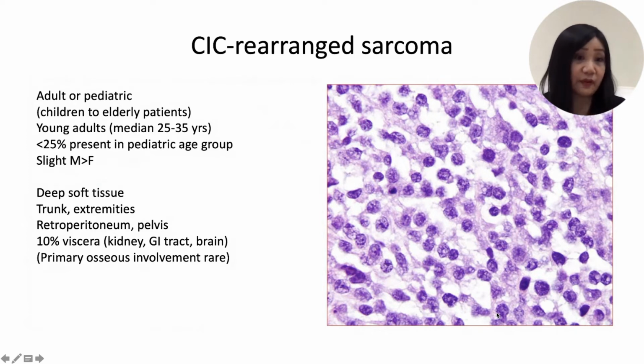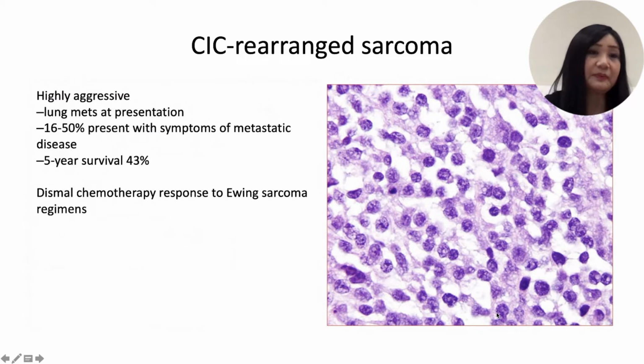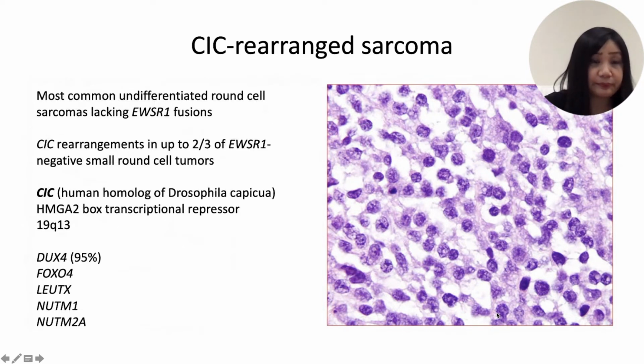They occur in the deep soft tissues, particularly in the trunk and extremities, sometimes in intracavitary sites such as the retroperitoneum and pelvis. 10% occur in viscera, and primary osseous involvement is rare, in contrast to Ewing sarcoma. These are highly aggressive neoplasms. Many patients present with metastases, including to the lung, and the 5-year survival rate is much worse than Ewing sarcoma. It's only about 40%, and these have shown a dismal chemotherapeutic response to Ewing sarcoma treatment regimens.